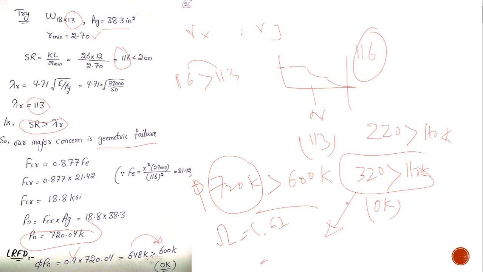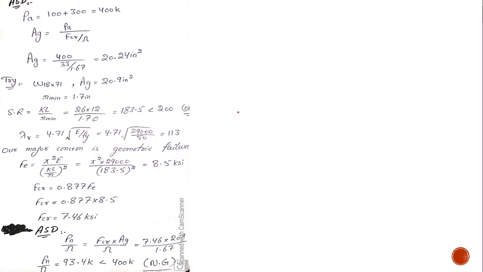It's highly uneconomical. So you have to choose the section with lower area, and that would be economical. Okay, for ASD it's very easy. Again, I have used the same consideration. Here in the formula, there would be no phi. The loading is just simply the summation of dead and live load. Again, this would not govern because this is the 18 into 71.